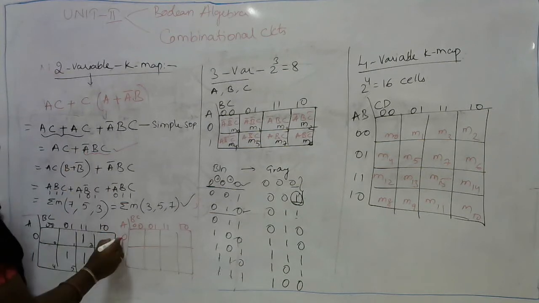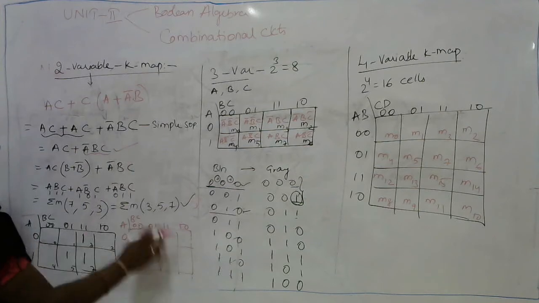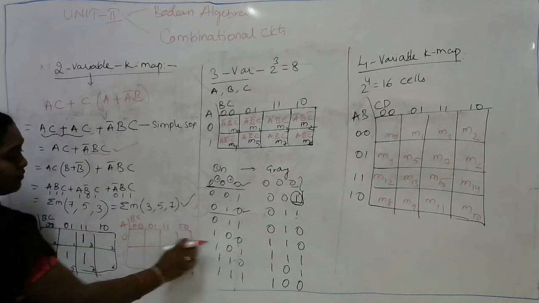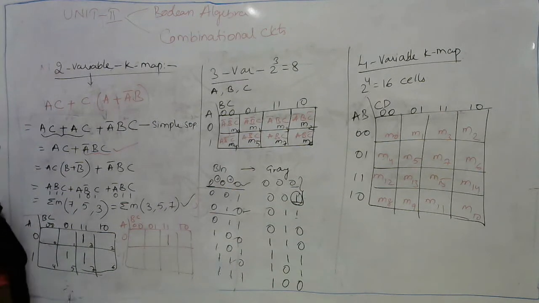As it is A bar, this is an A bar. So the first row, and it is BC. BC is related to the third column. So the intersection point of the first row and the third column is this cell. So this cell represents A bar BC. So here I am plotting a 1 at the A bar BC.